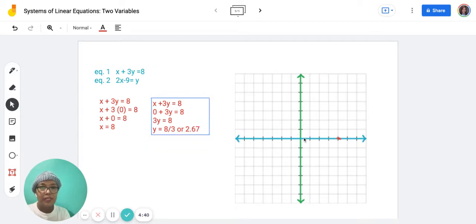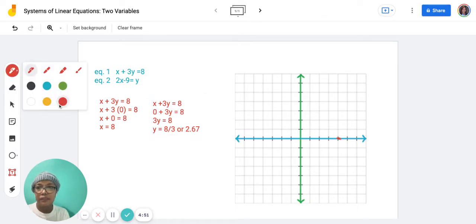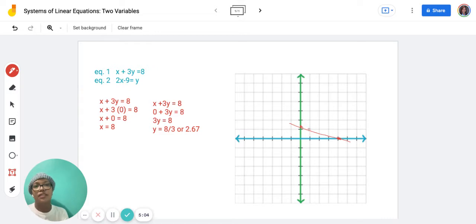So if you are to plot that, that is positive. So 2, 4, so 2.67 is somewhere here. Okay, so you connect the two points. So that is the line of your first equation.